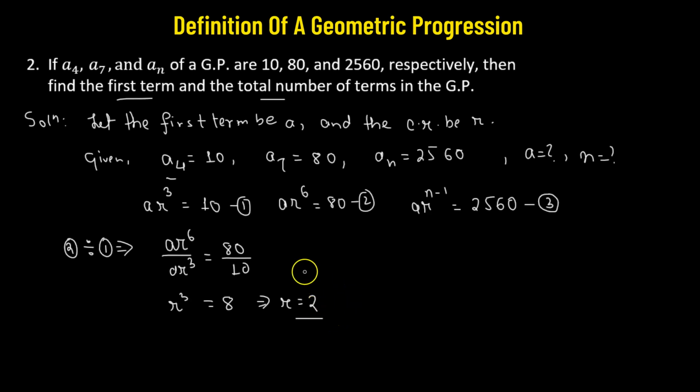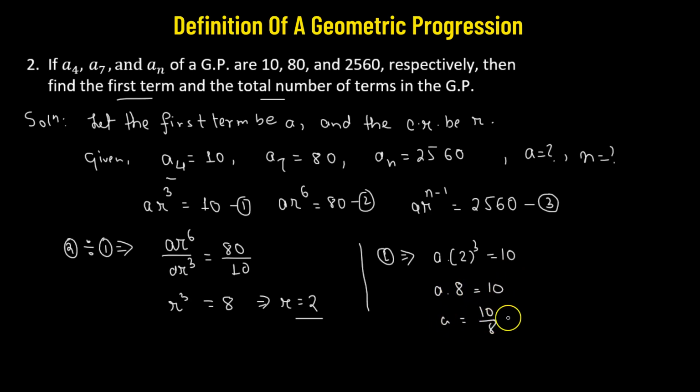Now that we have 2, we can use either equation 1 or 2 to obtain the value of the first term. So let's use equation number 1. From equation number 1, we have a times r cubed, so that will be a times 2 cubed equals 10. So a will be equal to 10 over 8, or simply 5 over 4. So this is the value of our first term.